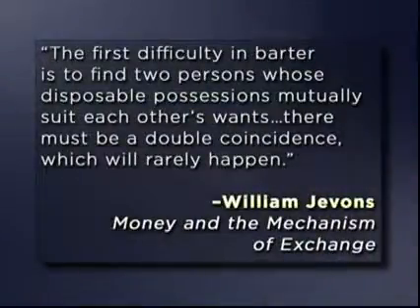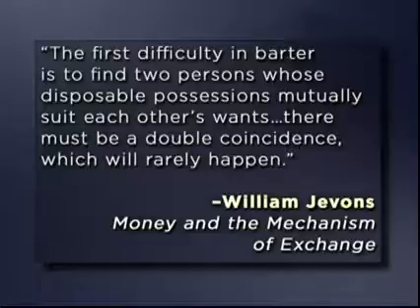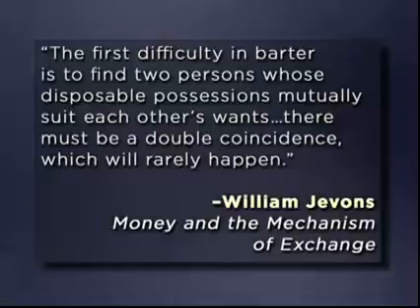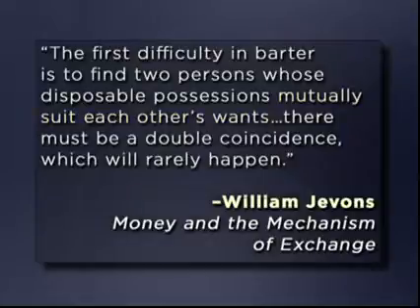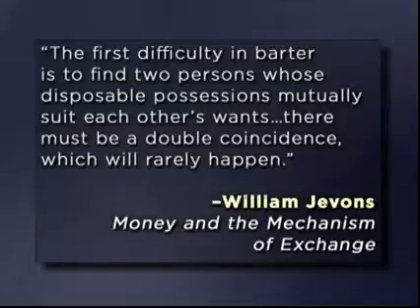So let's talk about the first phase in the evolution of money, barter, which is no money at all. Jevons, in a famous book called Money and the Mechanism of Exchange, said, and I quote, "The first difficulty in barter is to find 2 persons whose disposable possessions mutually suit each other's wants." Mutually suit each other's wants. There must be a double coincidence, which will rarely happen. Double coincidence? What does that mean?